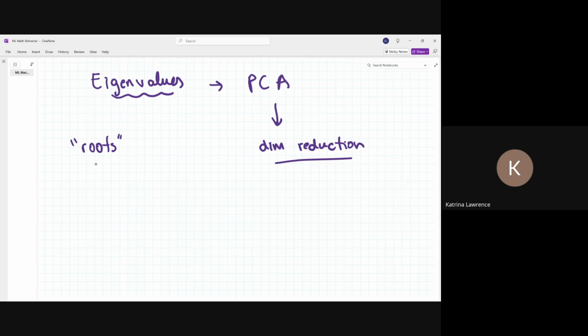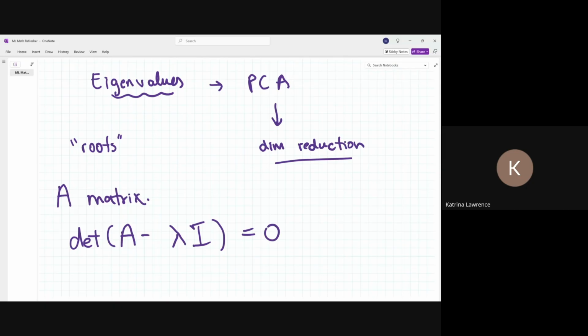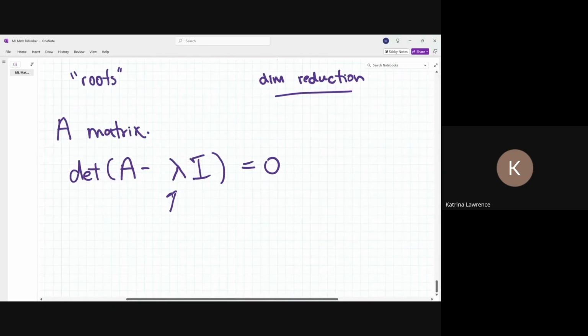Say we have a matrix A. We find the eigenvalues by taking the determinant of A minus lambda I and setting that equal to 0. Again, we have our matrix A, lambda is going to be our eigenvalues, and I is our identity matrix.